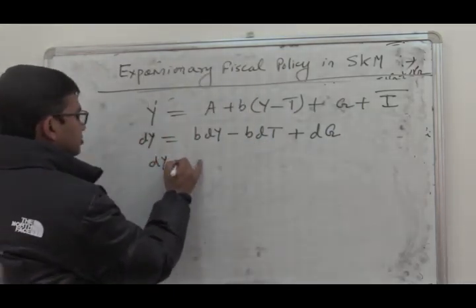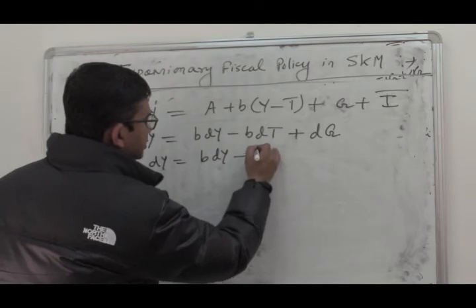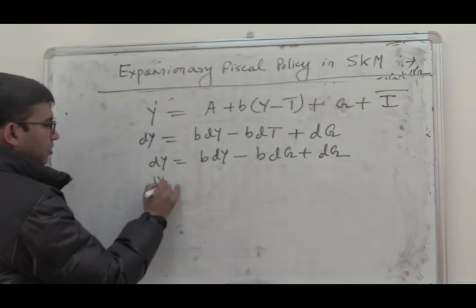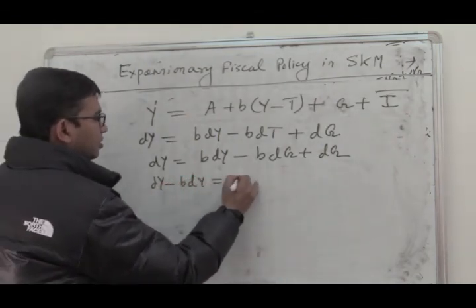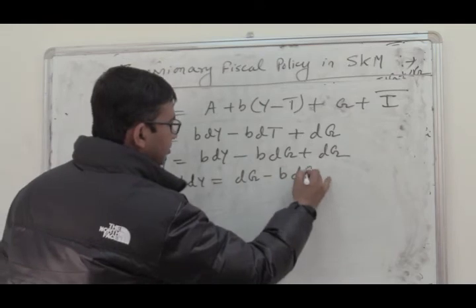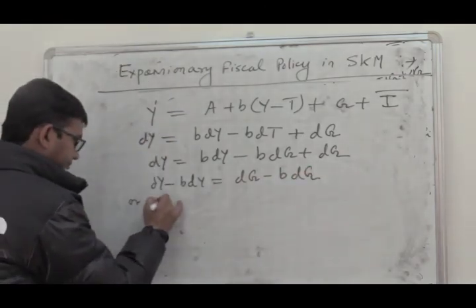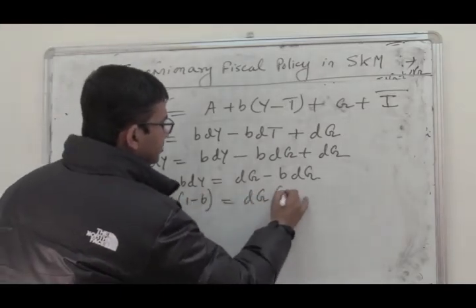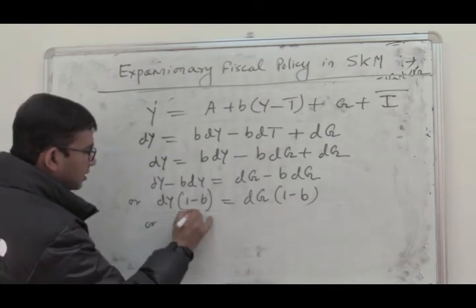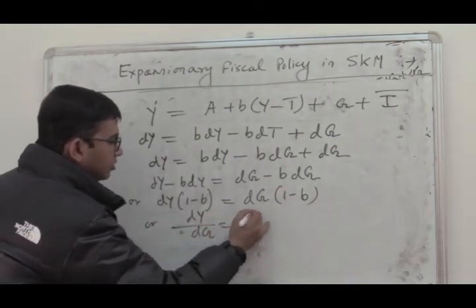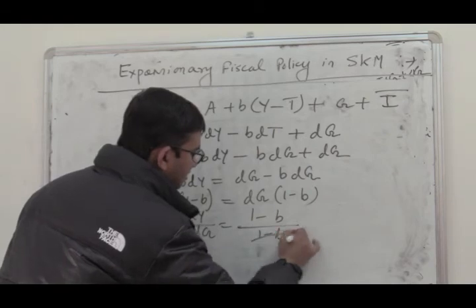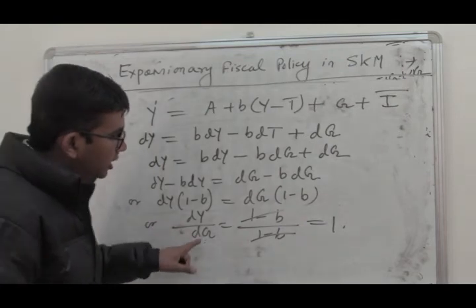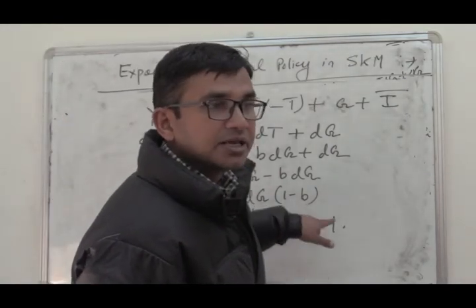So dY equals b into dY minus b into dG plus dG. So dY minus b dY equals dG minus b into dG. dY into (1 minus b) equals dG into (1 minus b). So by cross multiplication, dY by dG equals (1 minus b) by (1 minus b), which is 1. So in the simple Keynesian model, the value of the balanced budget multiplier is 1.